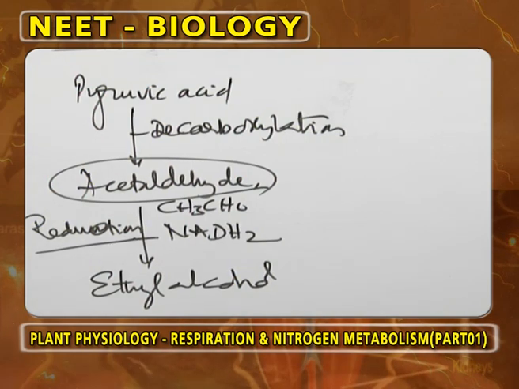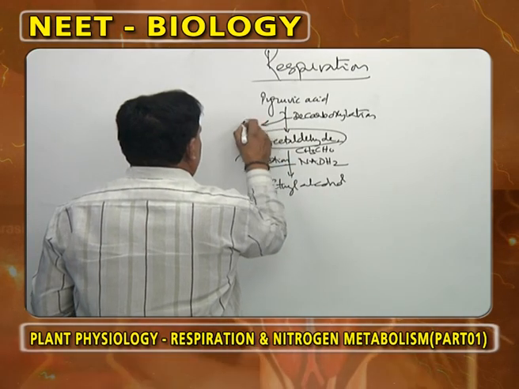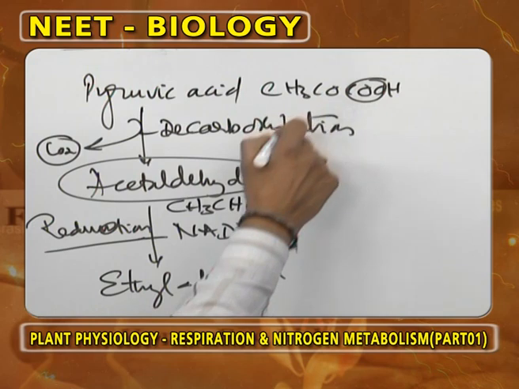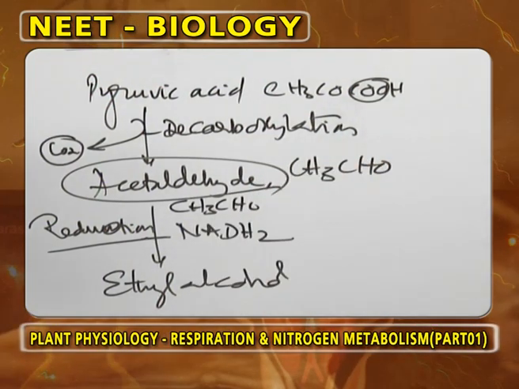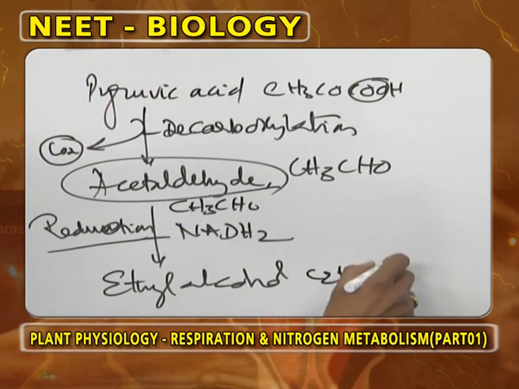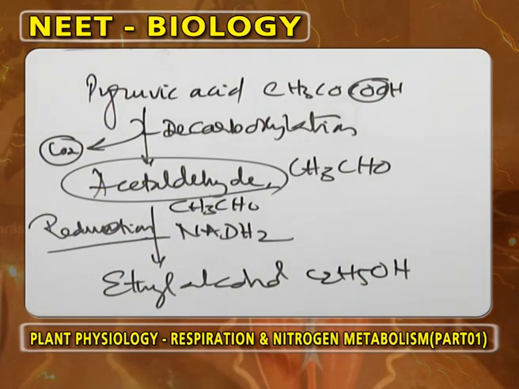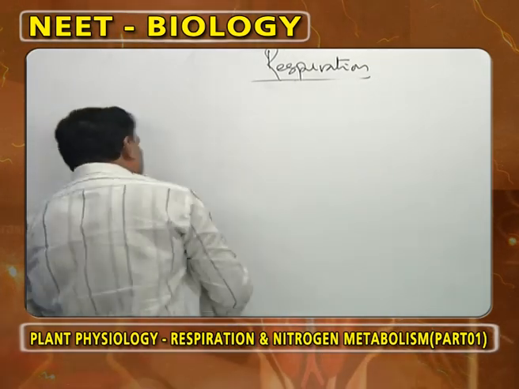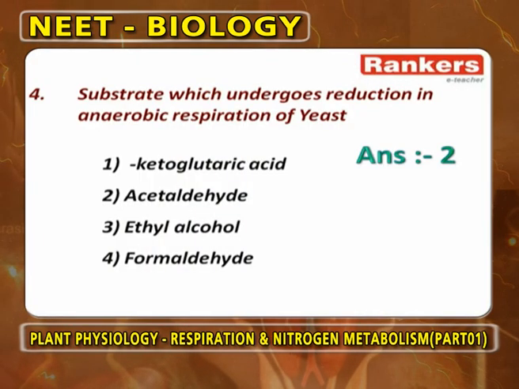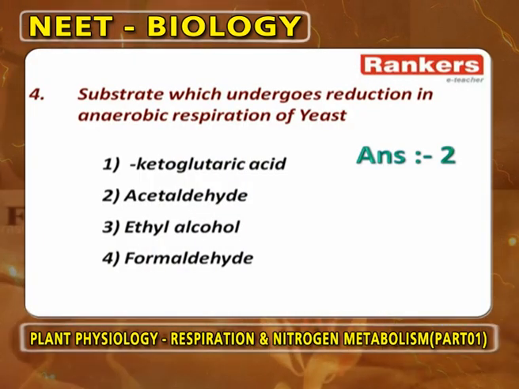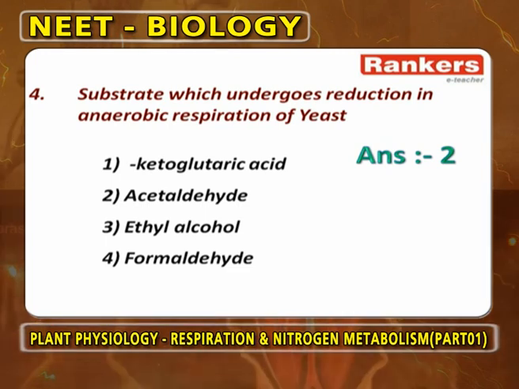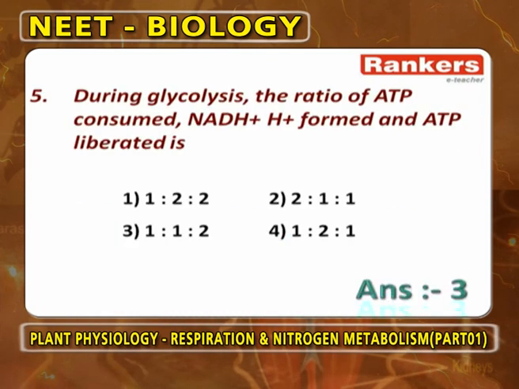So pyruvic acid by decarboxylation produces acetaldehyde, because pyruvic acid is CH3COCOOH. The CO2 will go and it becomes CH3CHO, and ultimately it becomes C2H5OH. Acetaldehyde undergoes reduction and produces ethyl alcohol. So the substrate which undergoes reduction in anaerobic respiration of yeast cells: alpha ketoglutarate is wrong, ethyl alcohol is wrong, formaldehyde is wrong, acetaldehyde is correct. So fourth question, second option.